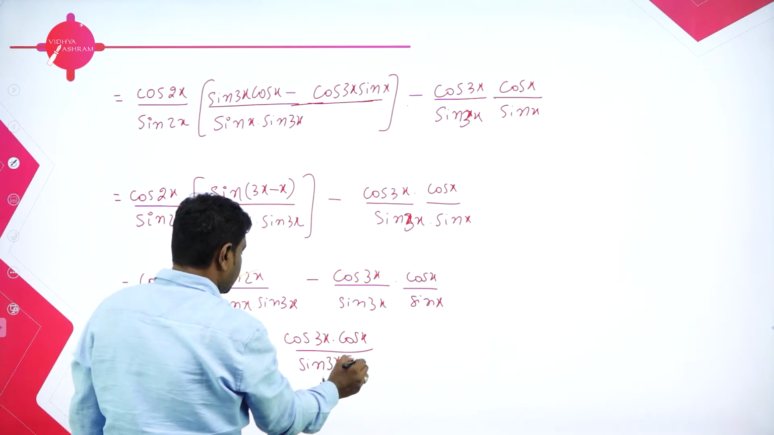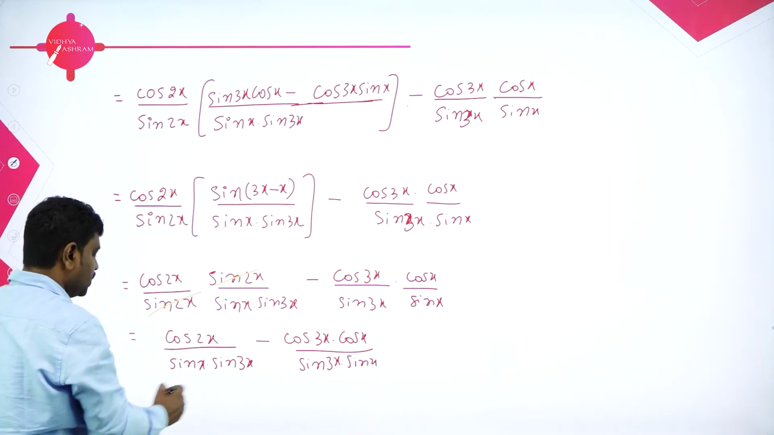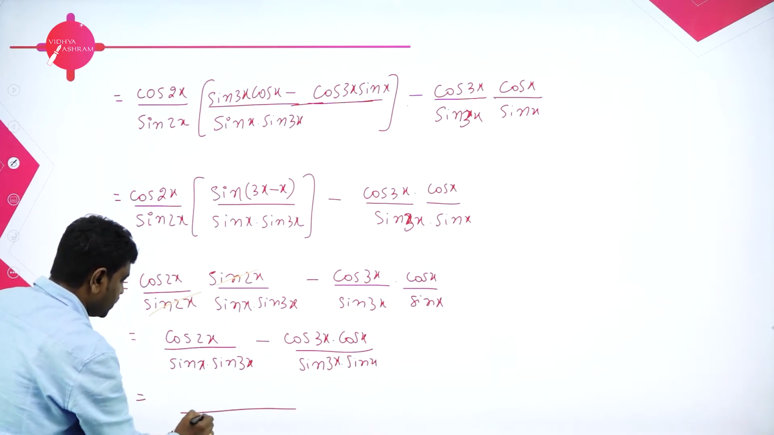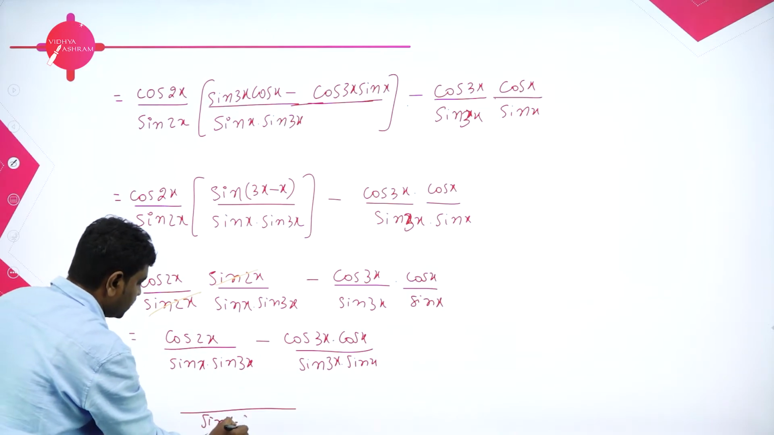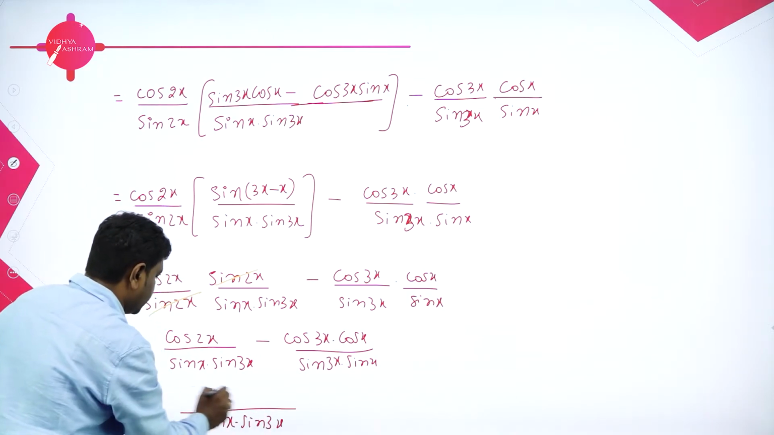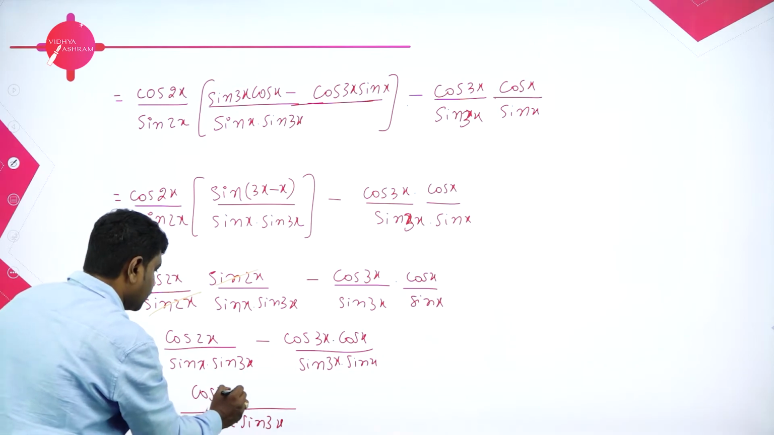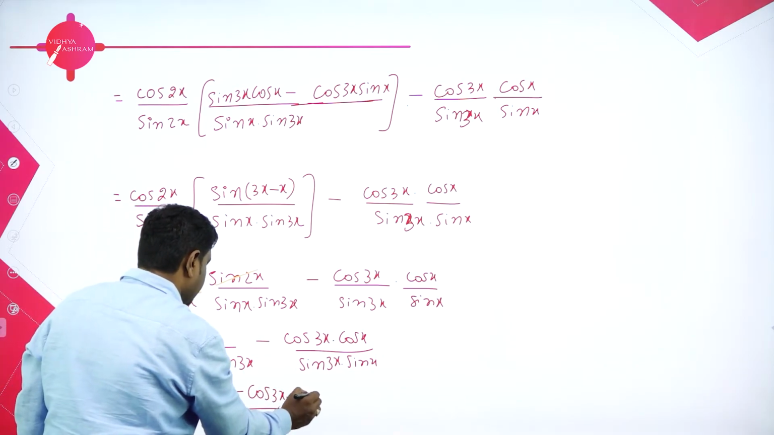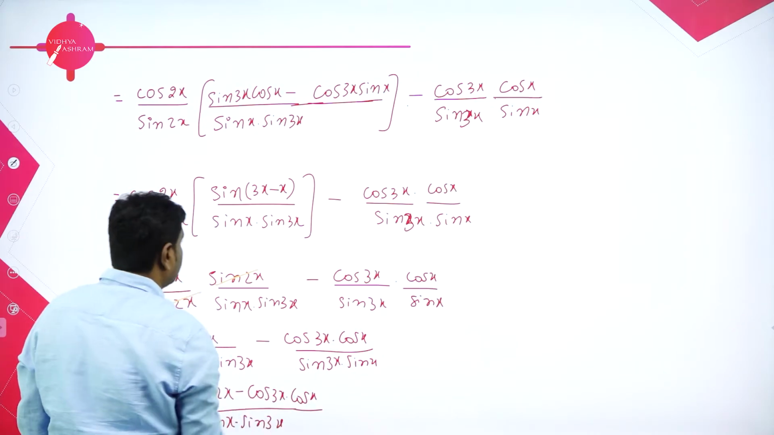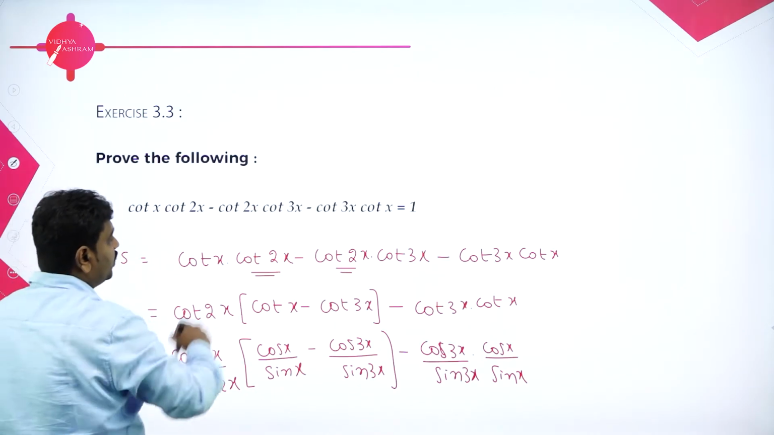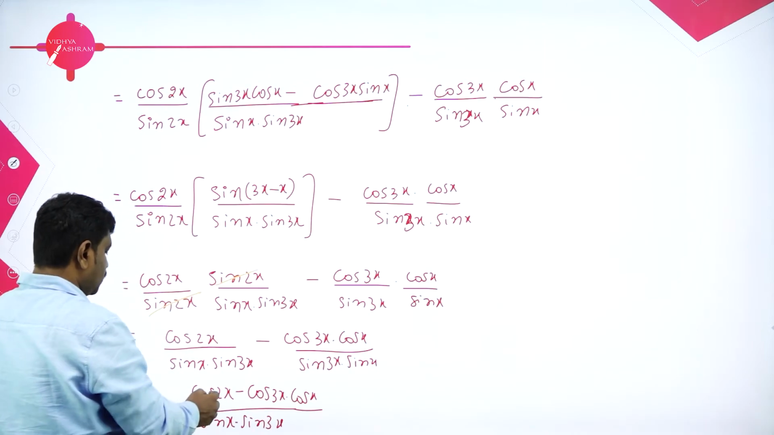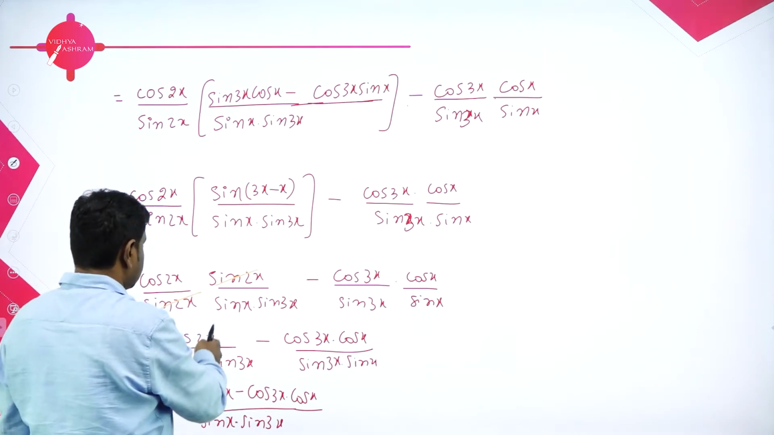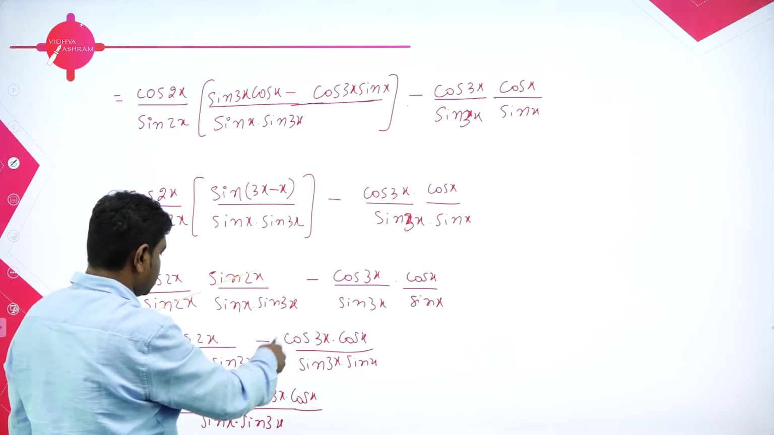Dear students, observe carefully, denominators are the same. So the LCM will be the same. What is the LCM? Sin x into sin 3x. In the numerator, directly you can take cos 2x minus cos 3x into cos x. And what we need to prove? We need to prove it as 1.